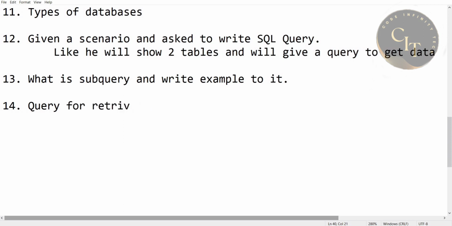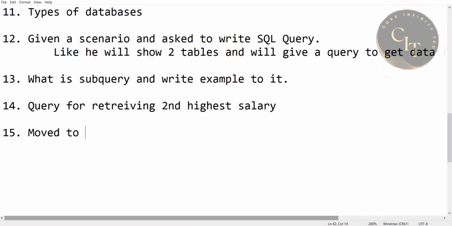And then he asked what is a subquery and to write an example for it. So I explained about subquery, and then I gave an example of retrieving the second highest salary. And then he again asked to write that query, how will you retrieve the second highest salary. So he asked to open an editor and write a query for it. So totally 2 queries on SQL.